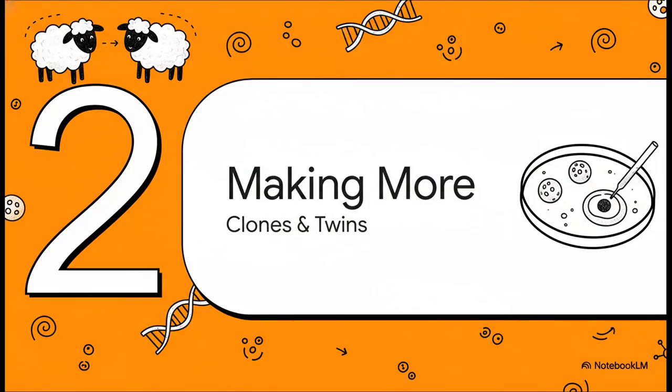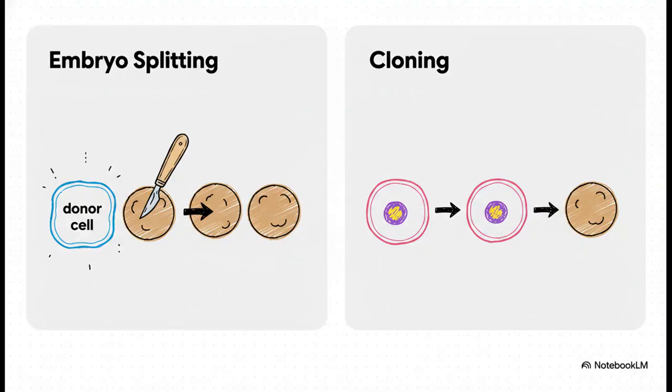The first set of tools we're going to look at is all about making more, specifically how scientists can create clones and twins. So you've got two main ways to go about making a copy of an embryo. First, there's embryo splitting, which is pretty much exactly what it sounds like. And then there's cloning, which is a whole lot more complex. Let's break them both down.